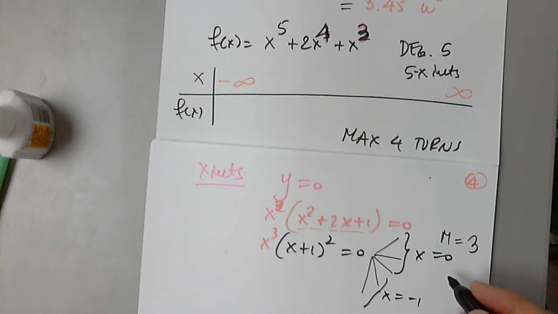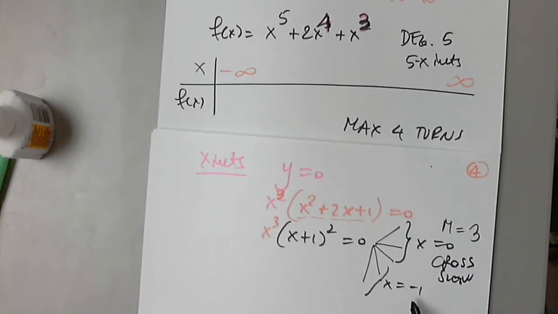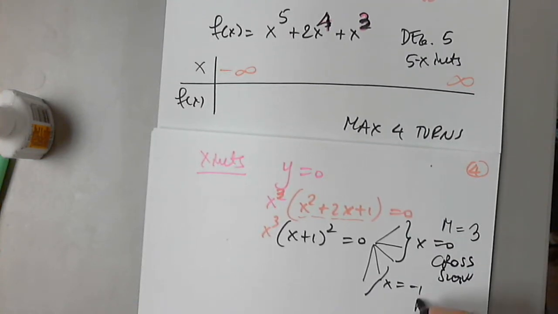What does that mean? What does the function do there? Does it cross or turn? Turn. For the odd multiplicity, it will never turn. Remember x squared. Correct. So this must be a cross, but slow. What about x equals -1? Turn. Yes. Multiplicity 2, even multiplicity, always a turn. Remember x squared has multiplicity 2. That's why it turns at 0.